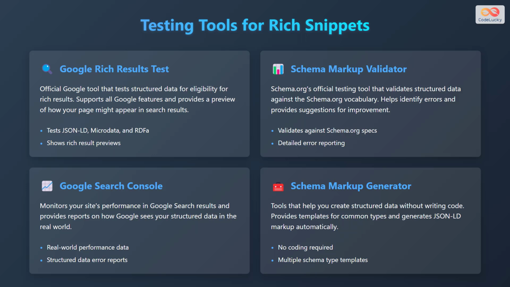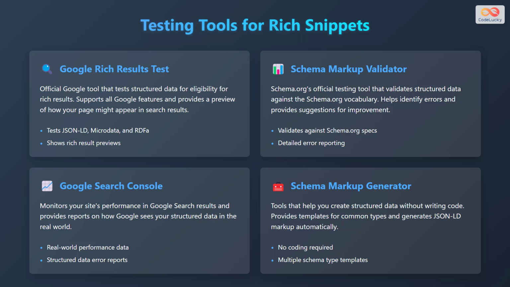It shows rich result previews. The next one is the Schema Markup Validator. It is schema.org's official testing tool that validates structured data against the schema.org vocabulary. It helps identify errors and provides suggestions for improvement. It validates against schema.org specifications. It provides detailed error reporting.